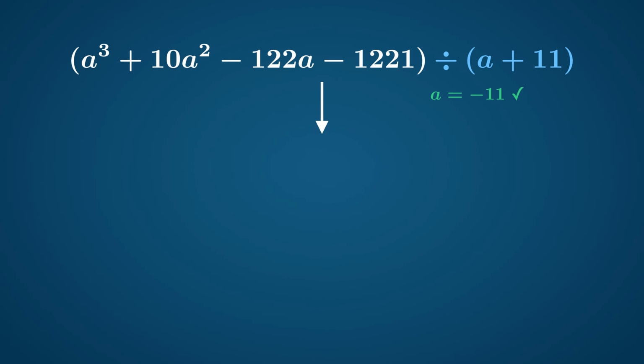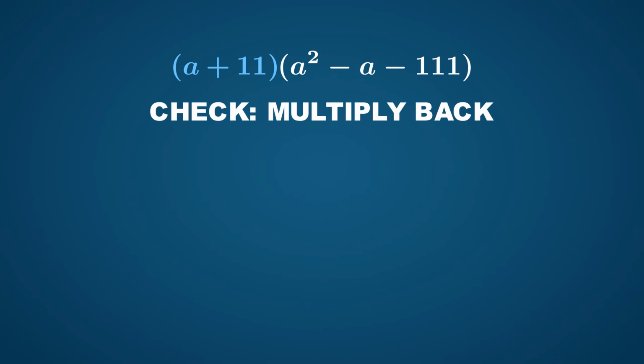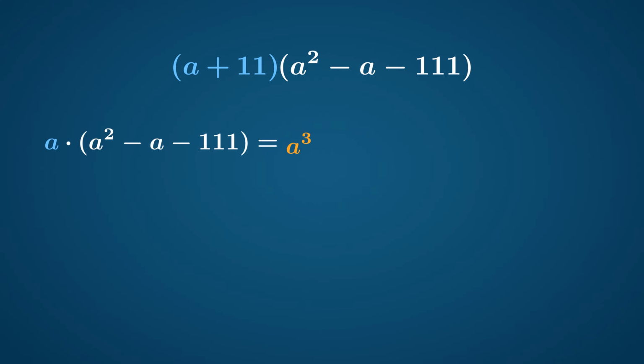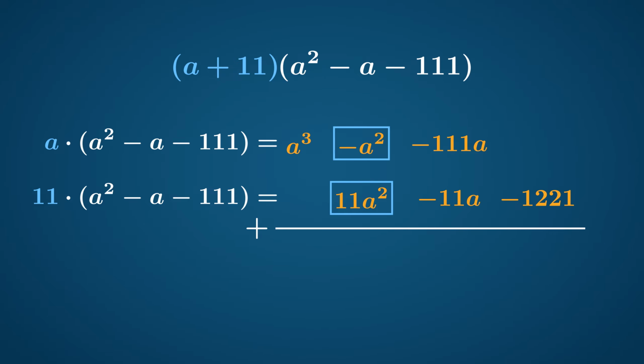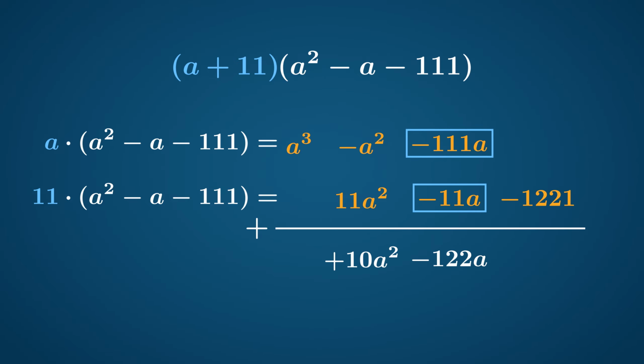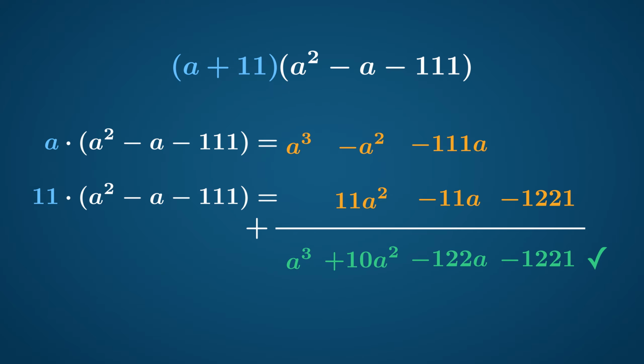That division leaves a squared minus a minus 111. We can multiply back to see it. A times the quadratic gives a cubed minus a squared minus 111a. 11 times the quadratic gives 11a squared minus 11a minus 1,221. Adding, the a squared terms combine to plus 10a squared, the a terms combine to minus 122a, and we get a cubed plus 10a squared minus 122a minus 1,221. That's our cubic, so this is right.